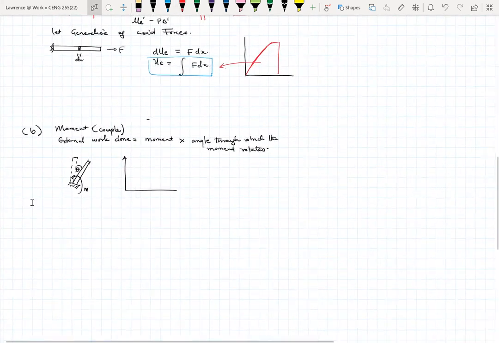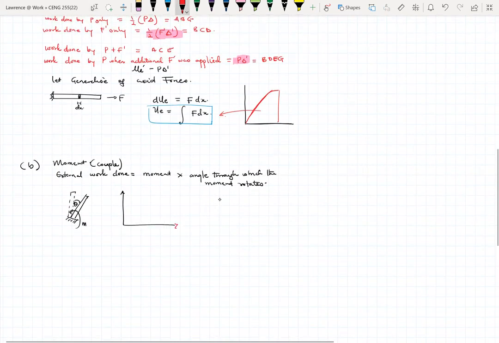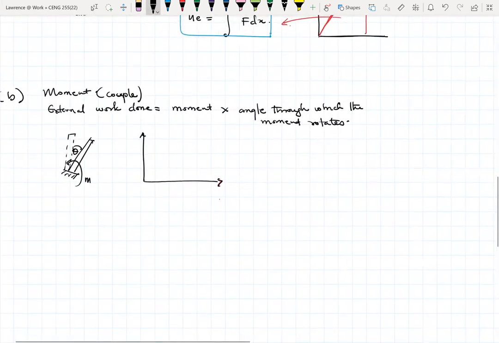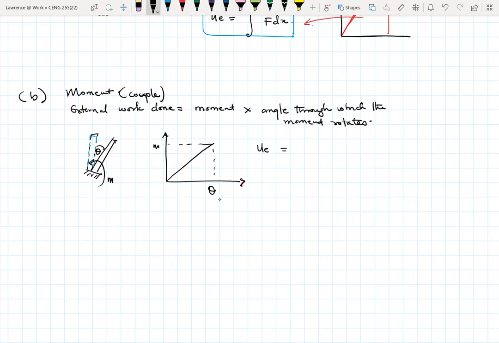So back to our moment. Here I was saying that with the moment, we can also increase the moment from 0 gradually to some appreciable value. Again, as the moment is increasing, your rotation, the theta value, also increases. So we'll end up with something very similar to the case of the axial load, whereby the external work done in this case will become half M theta.